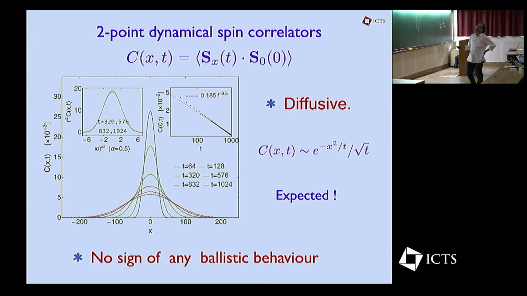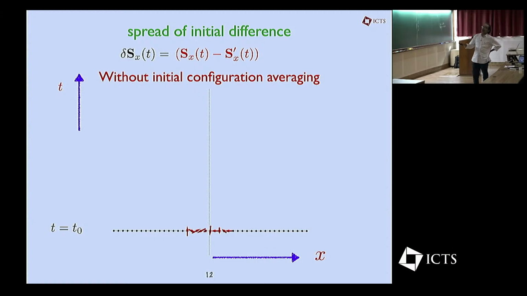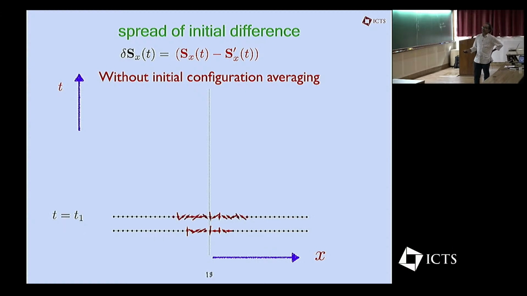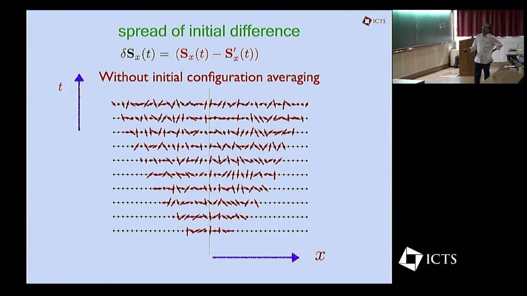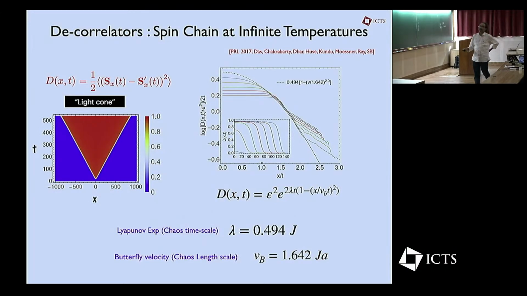Okay? So at infinite temperature for the Heisenberg magnet, the nearest neighbor ferromagnet, the usual two-point correlator is diffusive, and there is no sign of any ballistic behavior. But if you calculate this difference between the two copies, with the difference starting only at x equal to 0, and you run time, the difference keeps on spreading ballistically. And if you average over configurations, you see this well-developed light cone where the difference is exponentially large within this light cone and exponentially small outside it. And the form of the configuration-averaged decorrelator is given by this quantity, characterized by the temporal growth, the Lyapunov exponent, and the butterfly velocity, which characterizes the spread. This is for the infinite temperature Heisenberg ferromagnet, nearest neighbor.